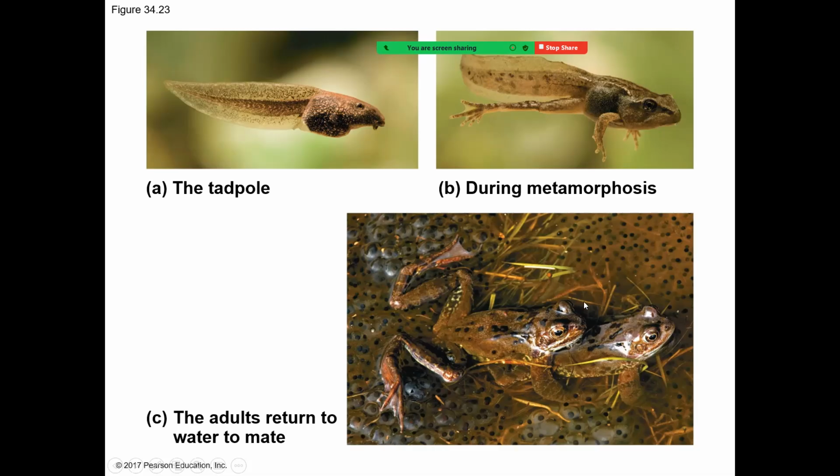These adult frogs live in, again, damp environments, but the adults will actually return to a more aqueous environment to mate and then lay their eggs so that the tadpoles, when they hatch, will be able to grow and live in the water.